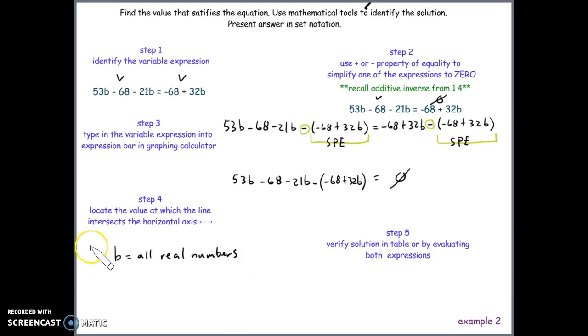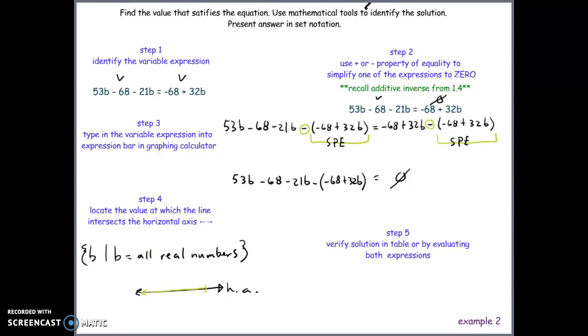And if I put that in set notation, then this is all I'm adding to it. So when we graph our line, here we have our horizontal axis. If the line is not viewable, and then we hit the trace feature, and the trace feature is tracing along the horizontal axis, that means that our line intersects at all the points on the horizontal axis. That's why we have all real numbers as our solution.